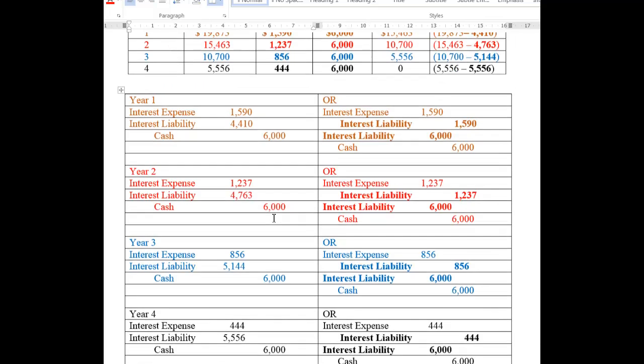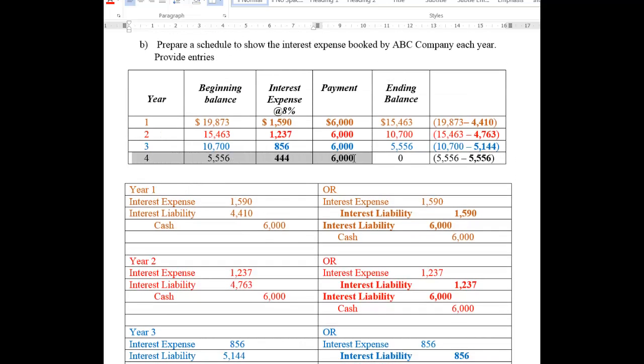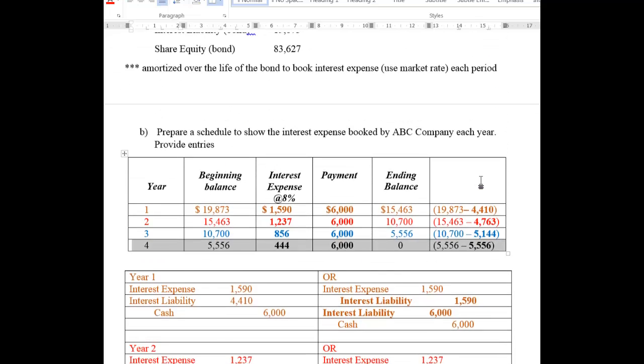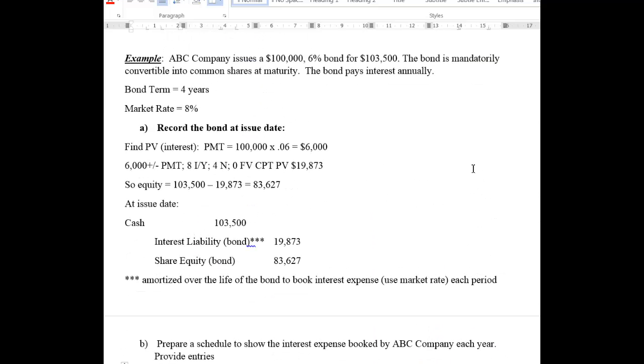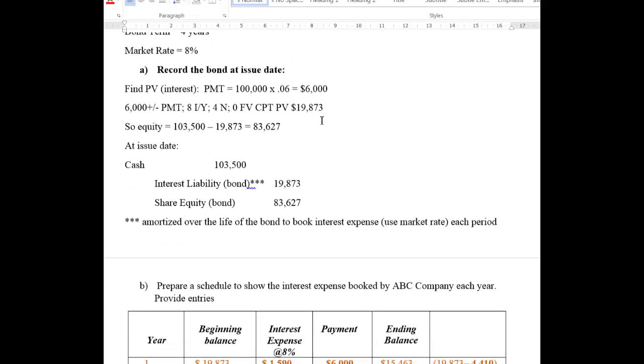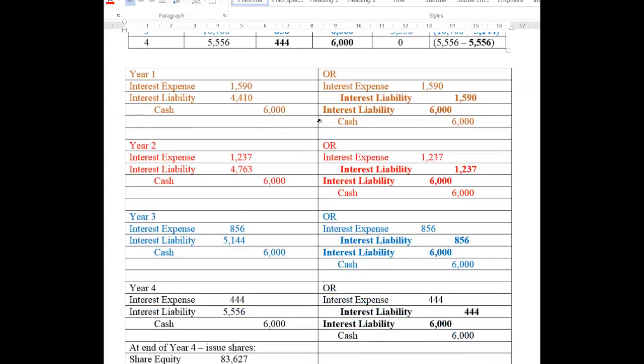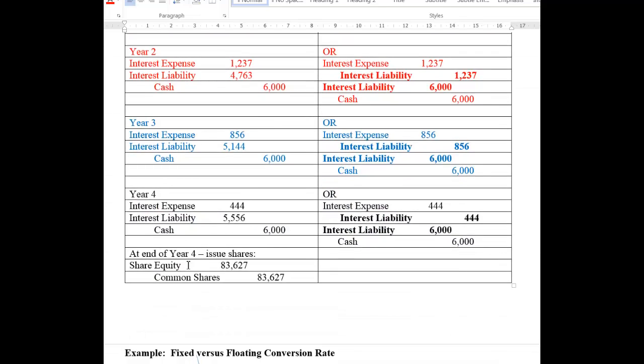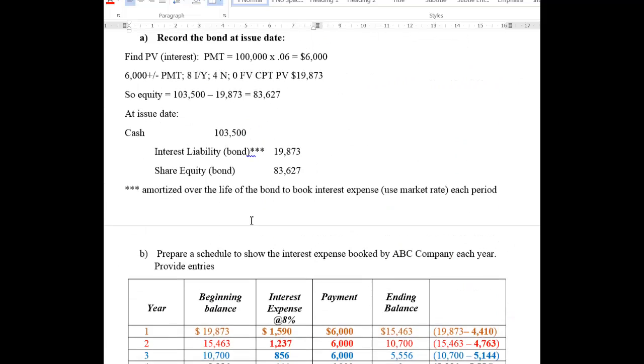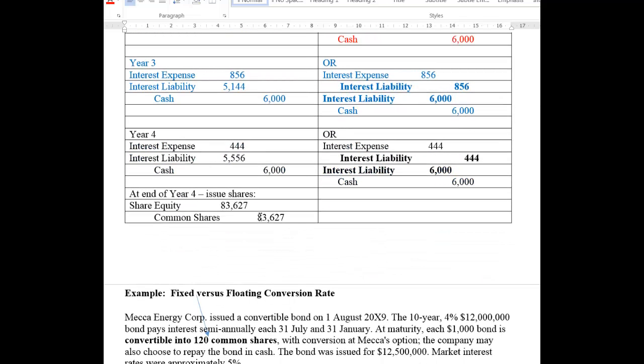Now, don't forget, at the end of year 4, you have nothing left in terms of liability, and because it's mandatory conversion, we know that the issuer of the bond is going to force conversion into shares. So the last thing we would do at the end of year 4 is debit the common share equity that we set up at the issue date, which was right here, 83,627, and we'd credit our common shares to issue the shares. Okay? So that deals with mandatory conversion.